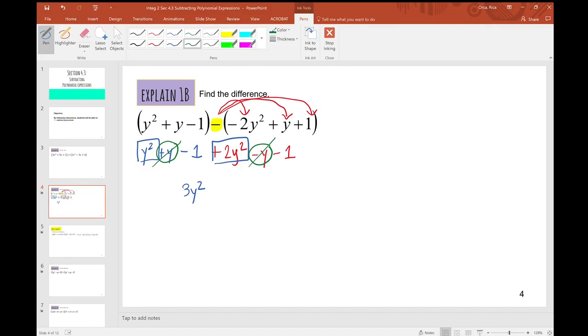And finally, we have negative 1 minus 1. Negative 1 minus 1 is negative 2. The answer to this problem is 3y squared minus 2.